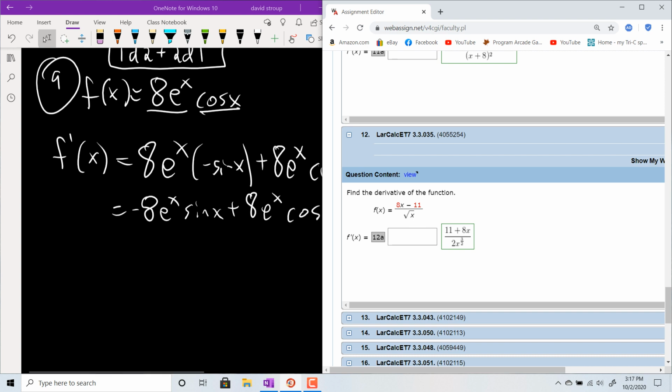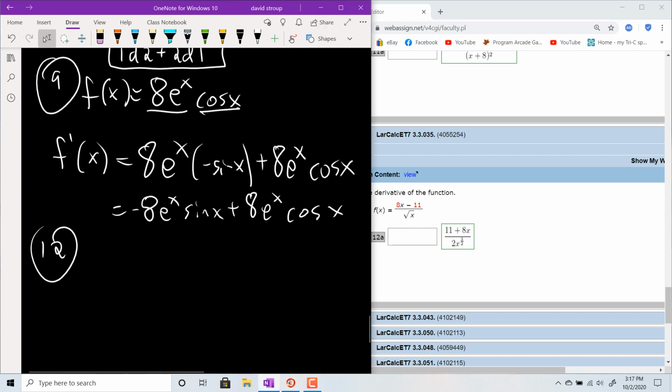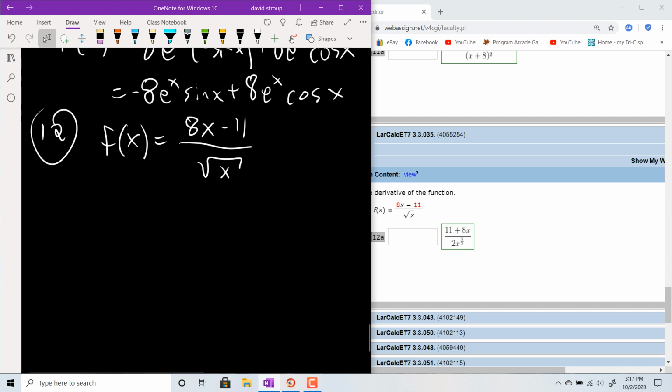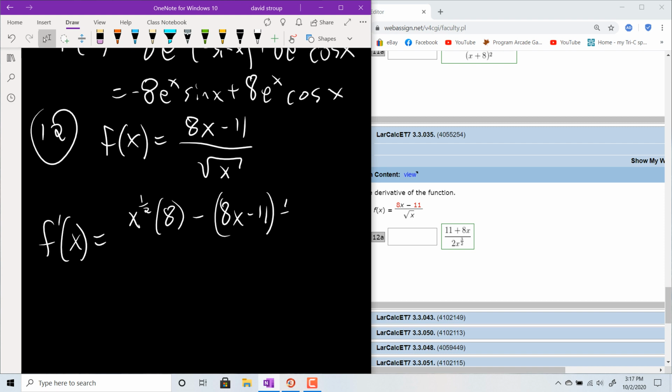Sure, let's do number 12 here. So we have f of x equals 8x minus 11 all over the square root of x. And you could butterfly it and then just do the derivative there. Let's do the quotient rule though, so we get a nice answer. So f prime is going to be low, x to the 1/2, d high, which will be 8, minus high, 8x minus 11, times the derivative of the low. So that would be 1/2 x to the negative 1/2, okay, all over the low squared. So x to the 1/2 squared.